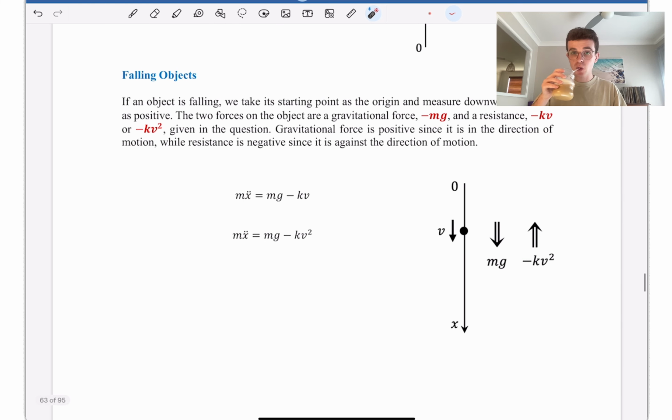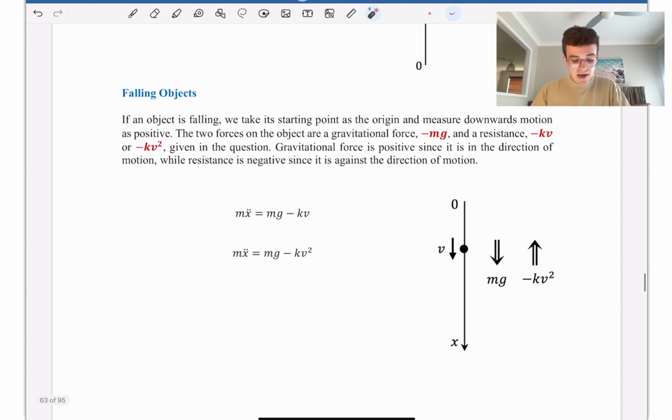Falling objects is a bit different. Now, again, when we're talking about falling objects, we're still going to treat it as an x variable because this is just one-dimensional travel, and again, when we're talking about one-dimensional travel, we deal with x. I guess if you really wanted to, you could use y, but it's not what we do. Again, we're going to treat its starting point as the origin. So we're going to treat downwards movement as positive because we care about how far from my starting point I've fallen. So we're going to have the starting point as the origin and measure downward motion as positive.